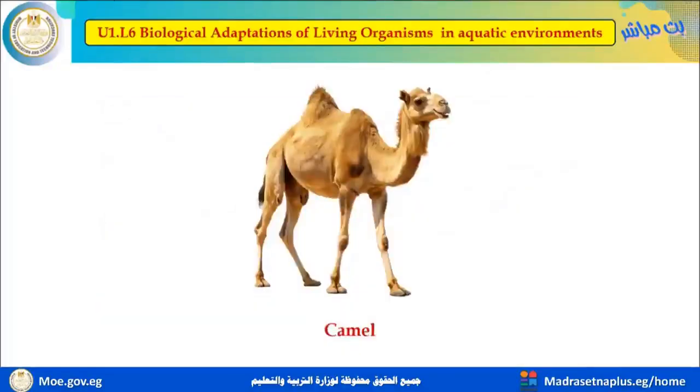Another example, the camel, which lives in the desert with hard conditions of strong wind, high temperature, and sand dunes. The camel can withstand and overcome all of these hard conditions because of certain features it has in its body. So this is also a kind of adaptation.